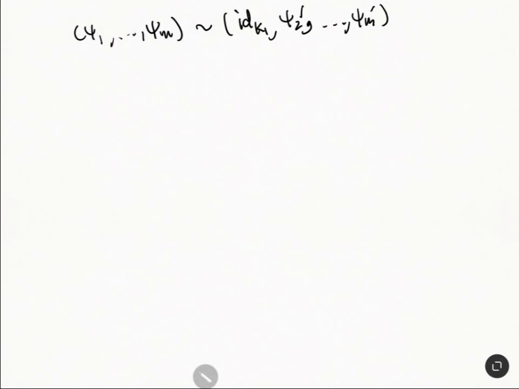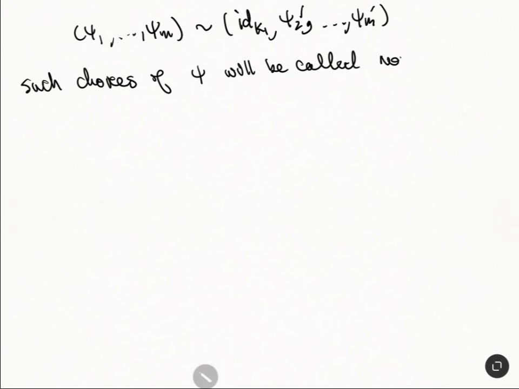So, all right, and so such a choice of psi will be called normalized for K1. So they'll be normalized in the first component. We can also do the normalization in other components, but I'm just going to talk about the first one because mathematically it's all the same.